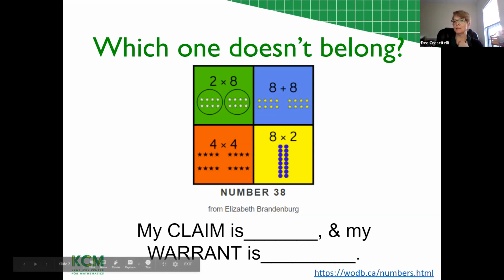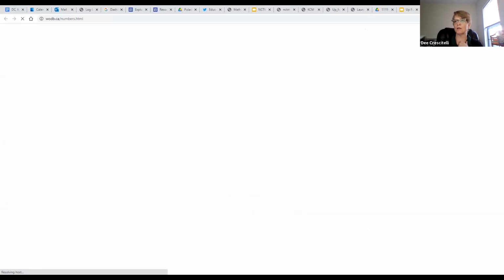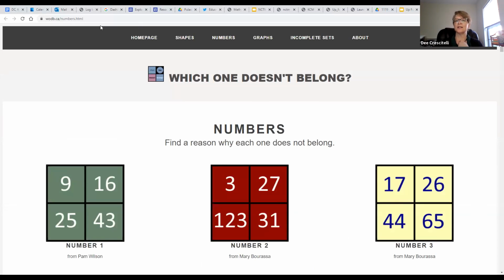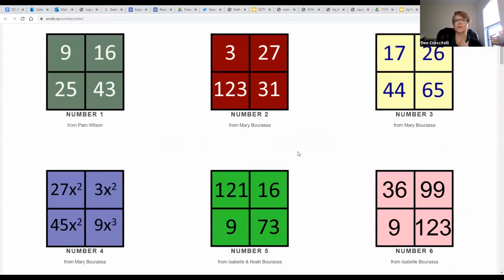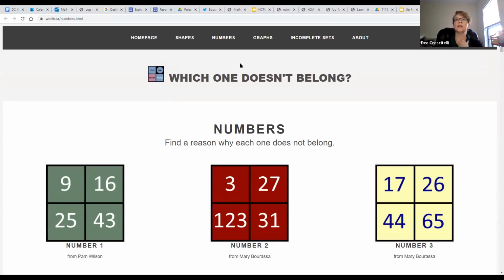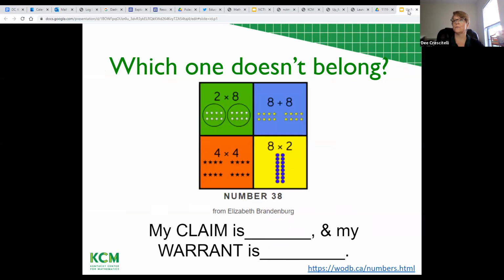There's a website and it's listed there. So is that showing you the website? Awesome. Which one doesn't belong has lots of them. These are numbers ones, but they have shapes, numbers, graphs, incomplete sets. They have all sorts of amazing ones. So if you're looking for a website for lots of different things that do that, I would definitely suggest that. I will put that in the chat here in just a second.